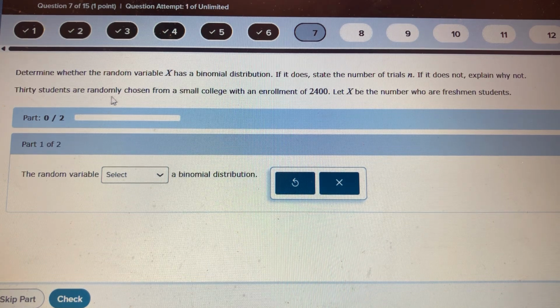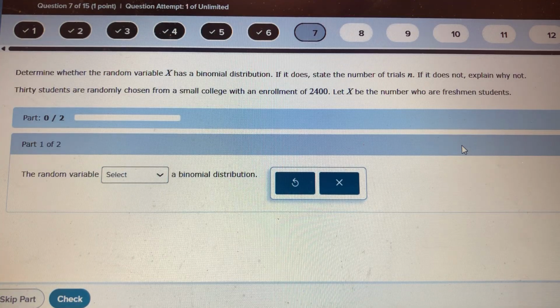30 students are randomly chosen from a small college with an enrollment of 2,400. Let X be the number of students who are freshmen. Could this be a binomial? Well, you're either a freshman or you're not. You can't be a freshman and a senior at the same time, or you can't just show up to college and be nothing. So you're either a freshman or not. It's got 2 possible outcomes.